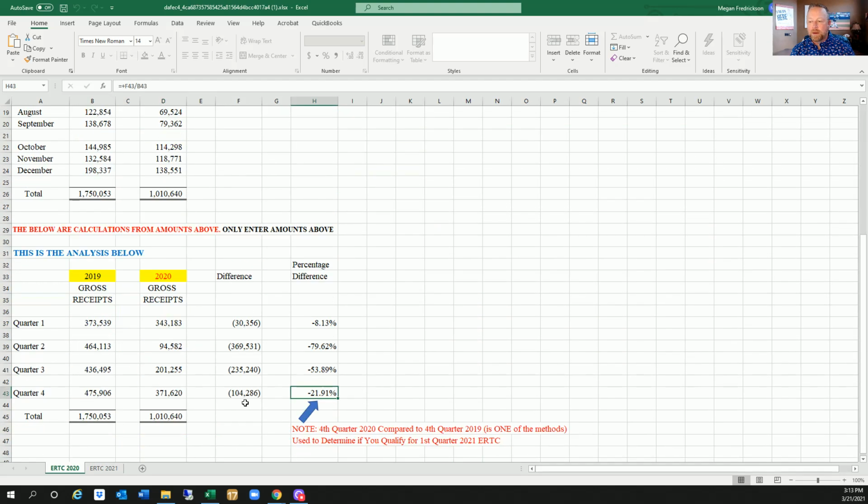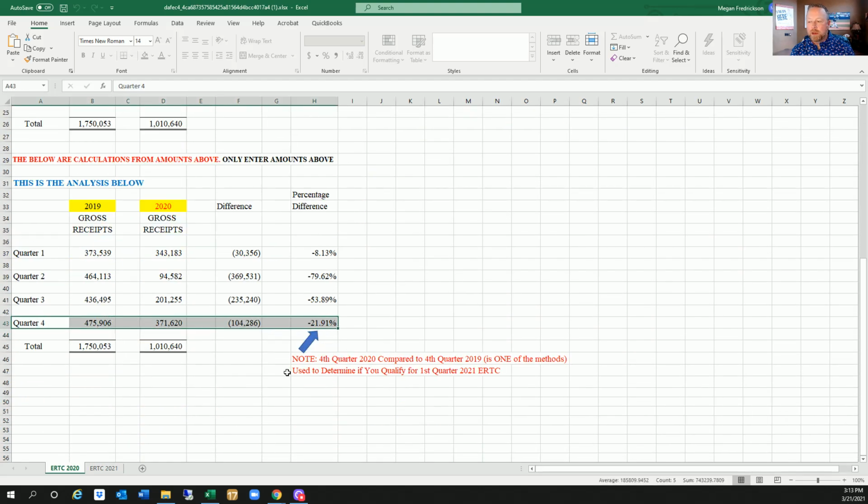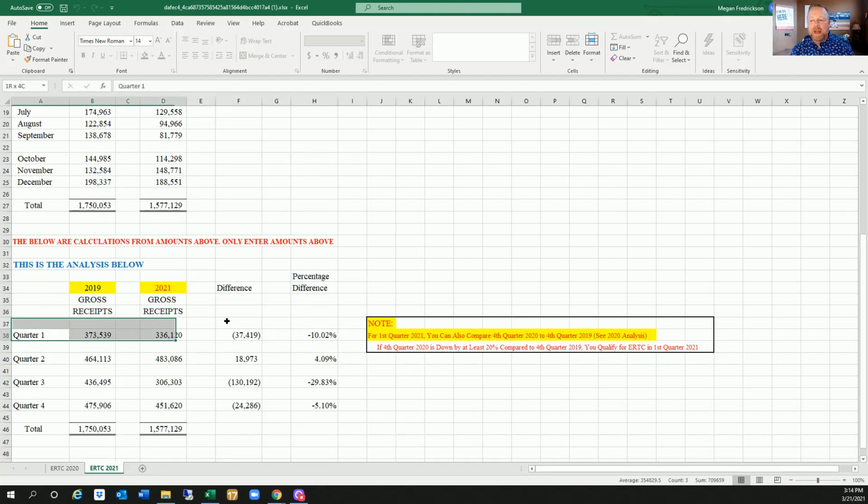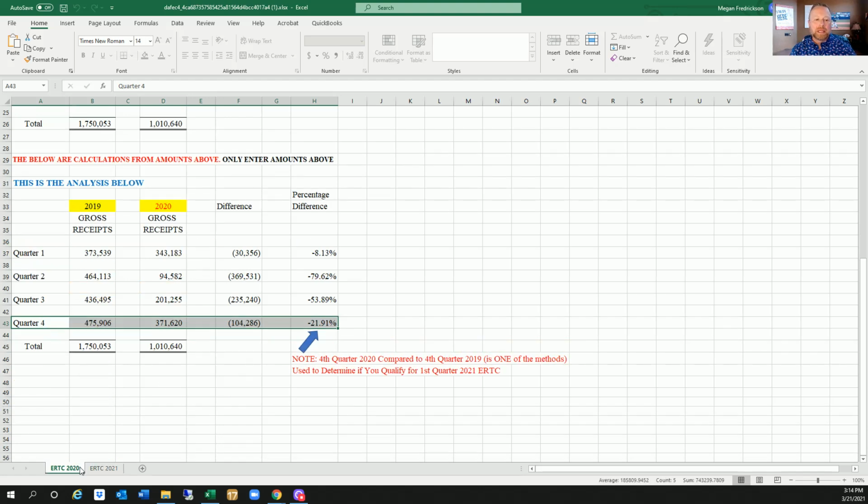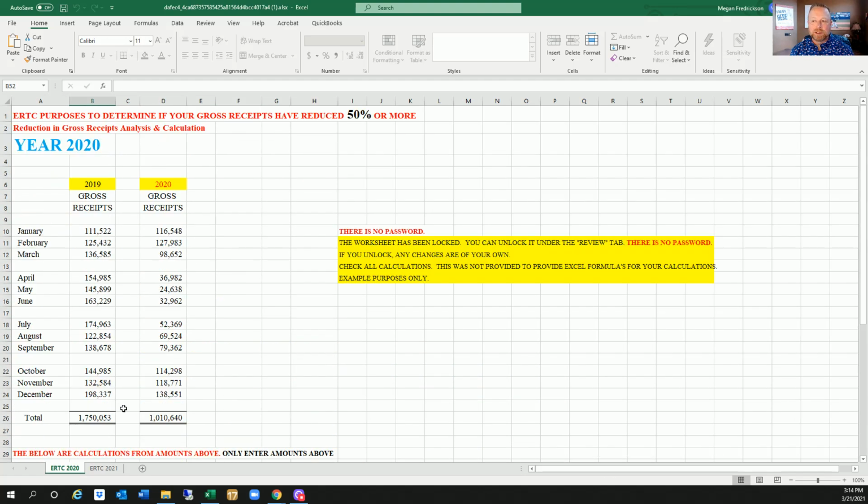But when we go here in quarter 4, here's the special rule. If in quarter 4, the business is down at least 20% in quarter 4 2020 versus quarter 4 of 2019, it qualifies then for quarter 1 of 2021. What you have to remember is that these are completely two separate calculations. You have to look at it as the way that it was written, which is here are the rules in the law for 2020. They don't mix over in any way, shape, or form.